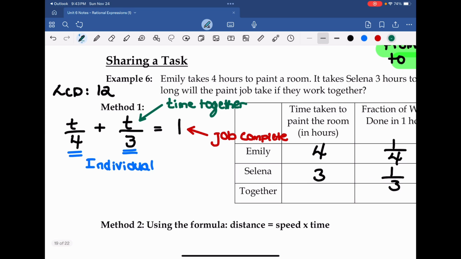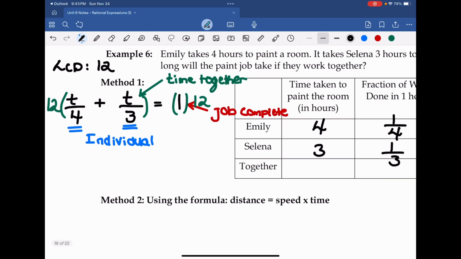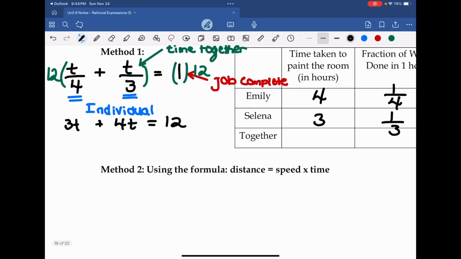I'm going to multiply both sides by 12, and maybe we do that in green here. I'm going to multiply this side by 12, and this side by 12. If I multiply both sides by 12, 12 divided by 4 is 3t, plus 12 divided by 3 is 4t, which is equal to, on the other side, 12. I add up their collective t's: 7t equals 12, and therefore t is equal to 12 over 7, which is roughly 1.7.